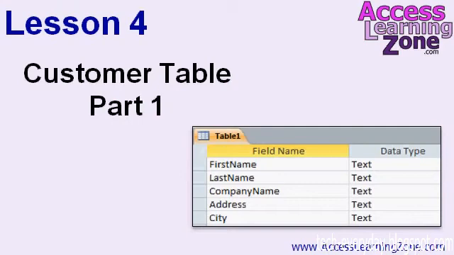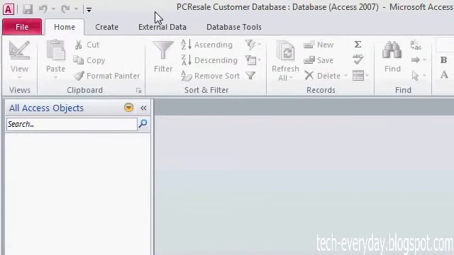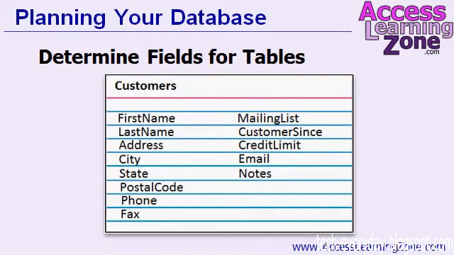We're going to begin building our customer table. Now that we know our way around the Access interface, let's create our first table. Go back through your index cards and find the card for your customer table. These are all the fields that we're going to add to the table in the database.